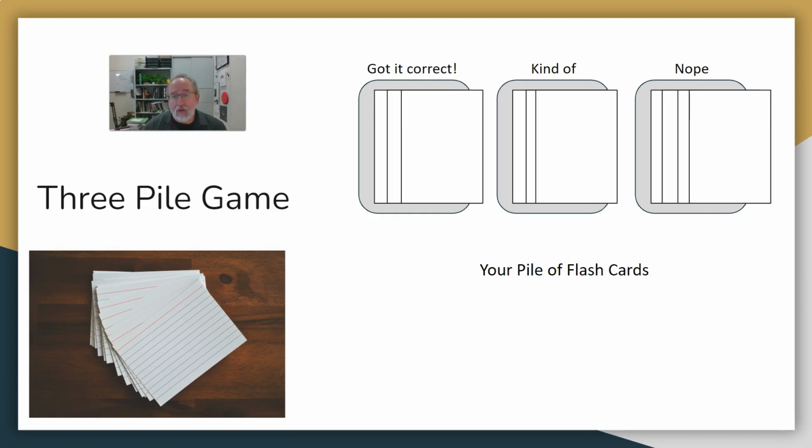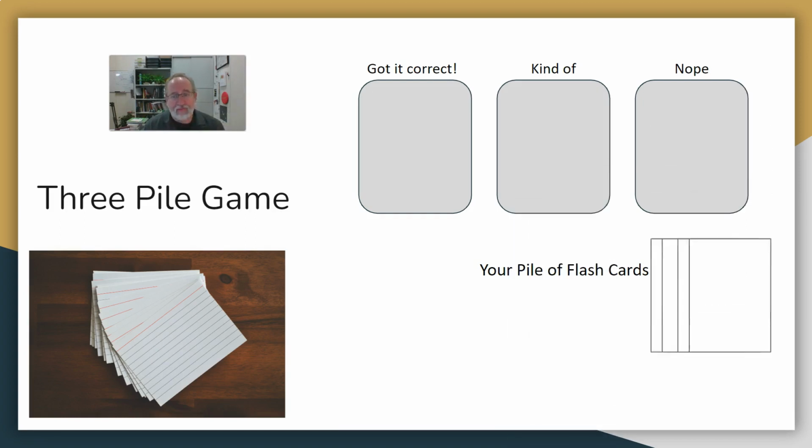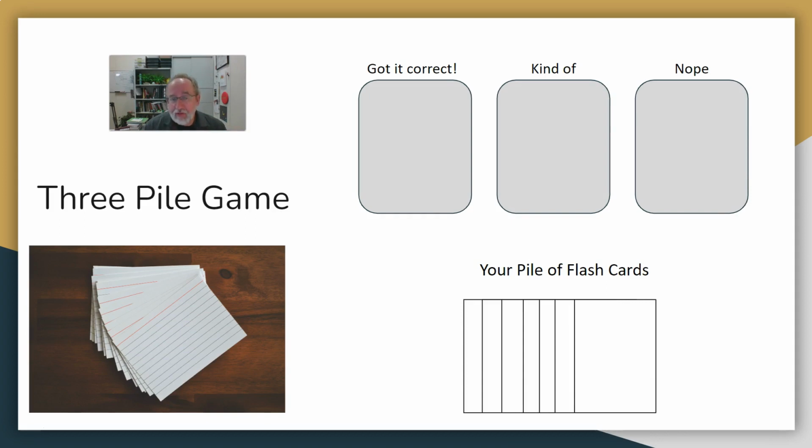Then what you do is you take the got-it-correct ones out of the game. You just set them aside. And you pull back the kind-ofs and nopes, and you study them again. You look at them, shuffle them back up, and you start the game over. You start round two of the game, if you will.